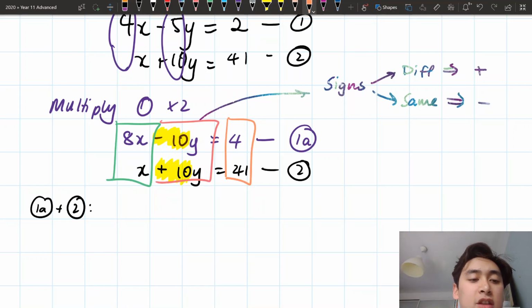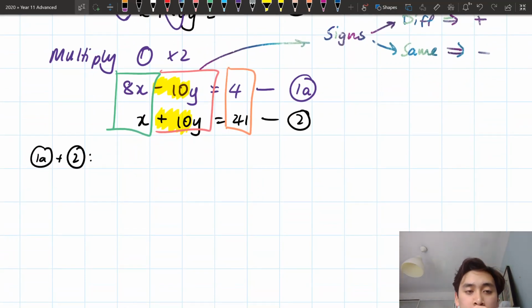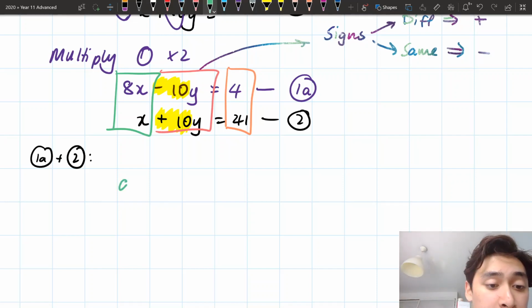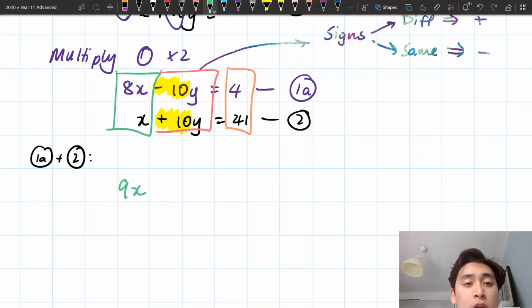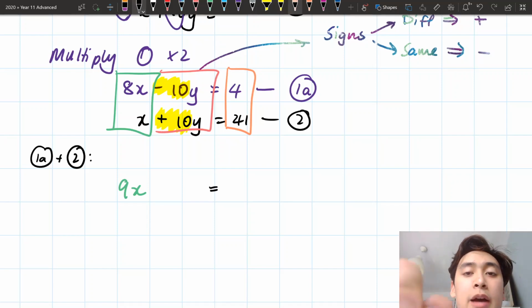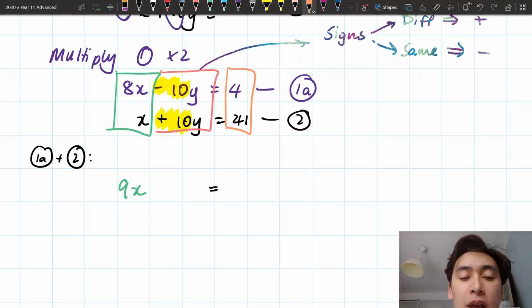So let's have a look at the x terms. When I add the two together, what am I going to get? 8x plus x is just going to give me 9x. Now in the red box, I've got negative 10y plus 10y. When I add those two together, they will just cancel each other out, and so I'm left with no y's. Okay, cool? And finally, in the orange box, I've got 4 plus 41, which gives me 45.